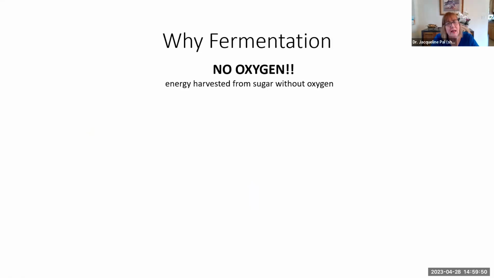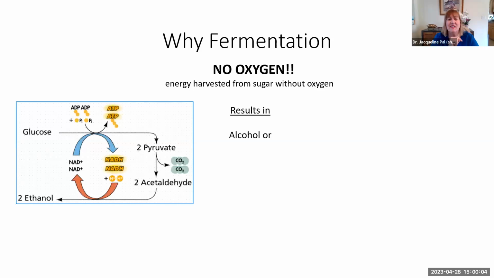So let's go back and talk about fermentation. Why do we have it? We have it if there's no oxygen. So fermentation, the only thing we're going to do is be able to energy harvest from sugar without the presence of oxygen. And basically, that is glycolysis. So there's two different products we can make. At the end of glycolysis with a pyruvate, if we give off carbon dioxide gas, then we make ethanol.